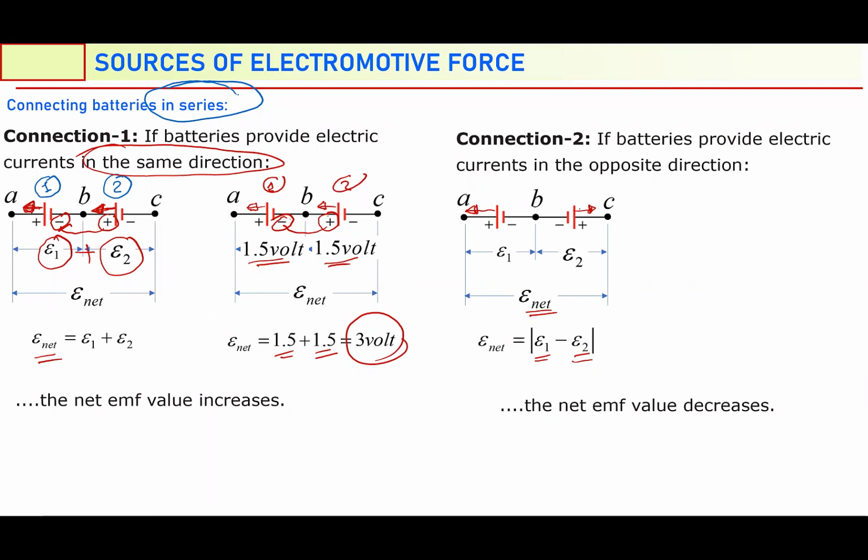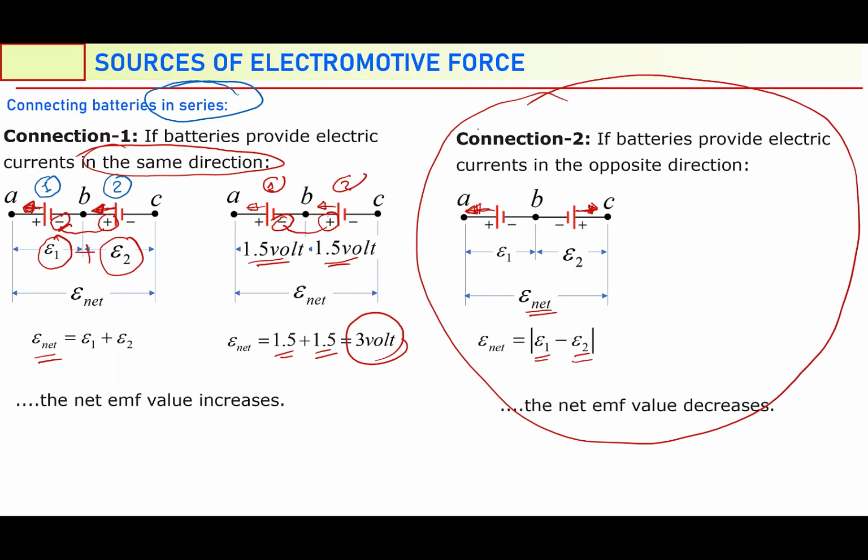So if electric currents are opposite in direction for two EMF sources, to get net EMF, you have to subtract EMF source 1 and EMF source 2. Then net EMF value will decrease. So this connection 2 has no practical use in our life. Mostly we use the first connection because sometimes we need a greater EMF value.